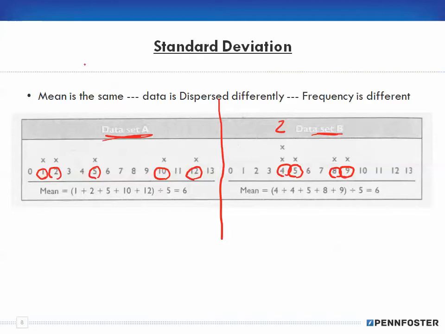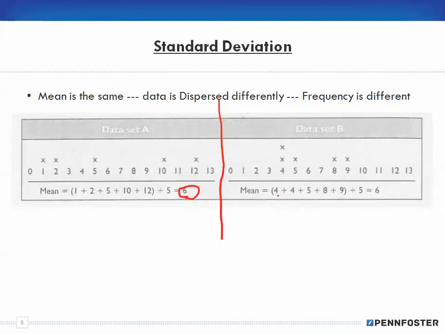If we look at the mean, what's the mean? The mean is an average. So we had a 1, a 2, a 5, a 10, and a 12. When we add them all up and then divide by 5, because there are 5 frequencies here, we end up with a mean of 6. And the same thing over here.